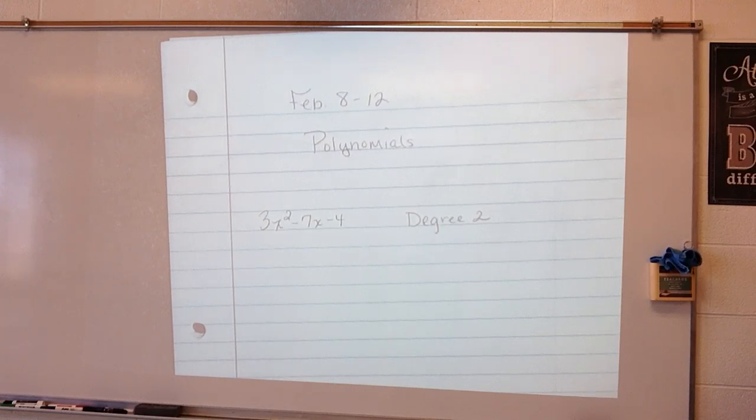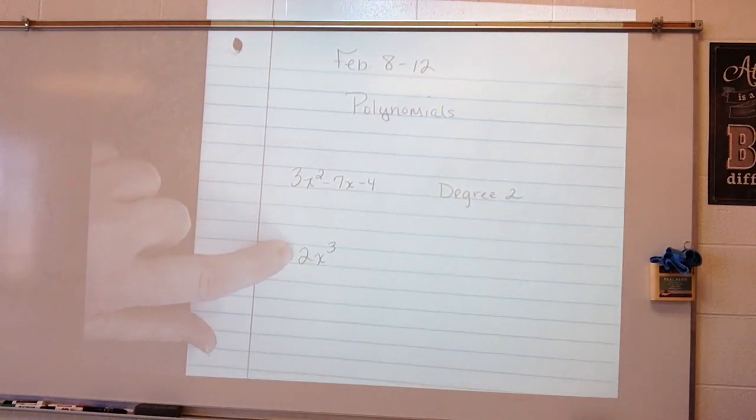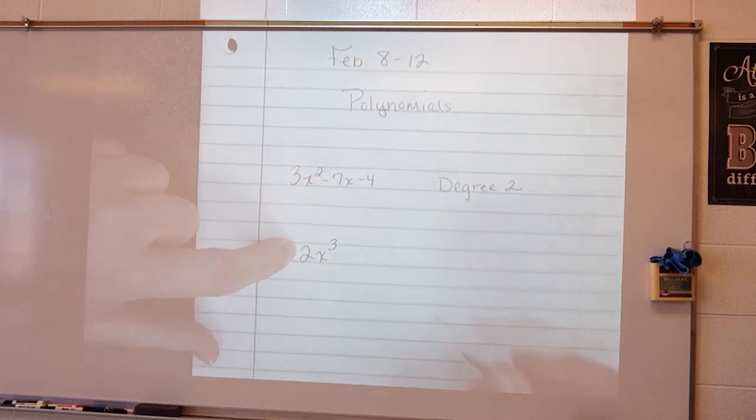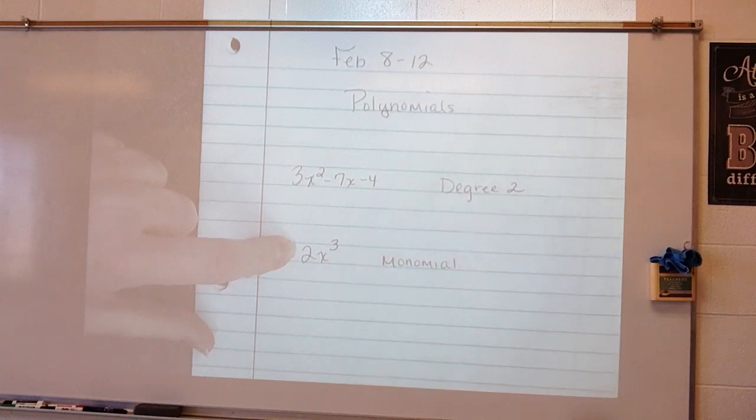So this is what we call a polynomial. A polynomial like this only has one term in it, so it's called a monomial. Alright, it is called a monomial.